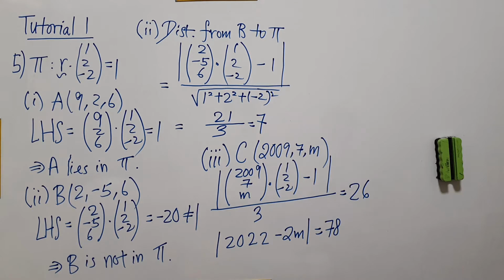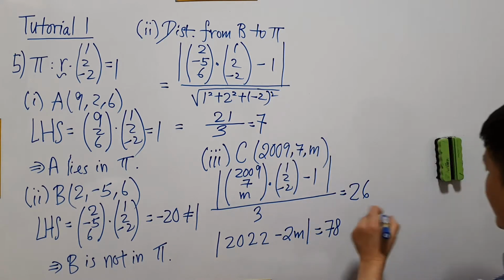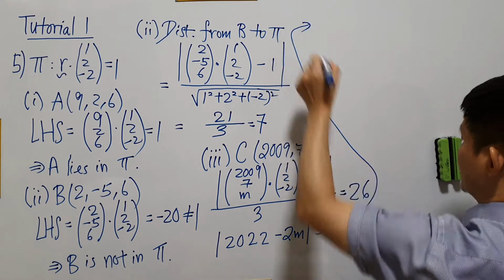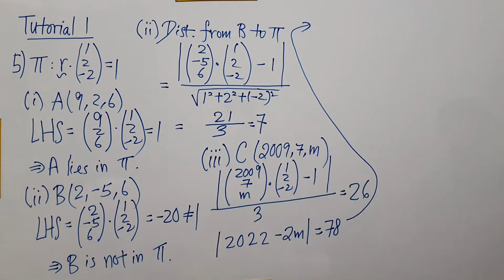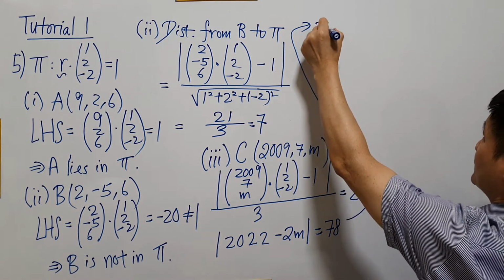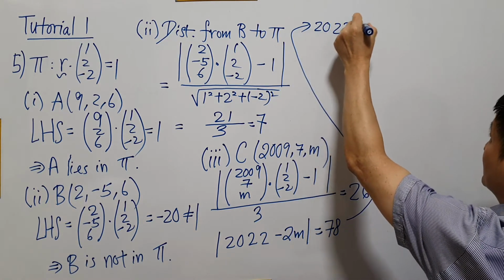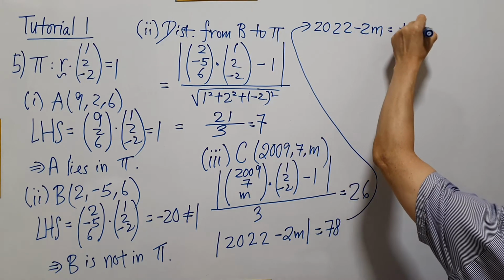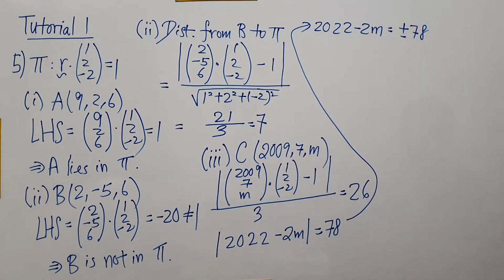Alright, then from there you're supposed to solve for the value of m. So how to solve this equation? Okay, let me do this question, continue here. So from here, because this is a modulus, I have to say that this is equal to plus minus 78. Right? It can be either a plus 78 or a minus 78.